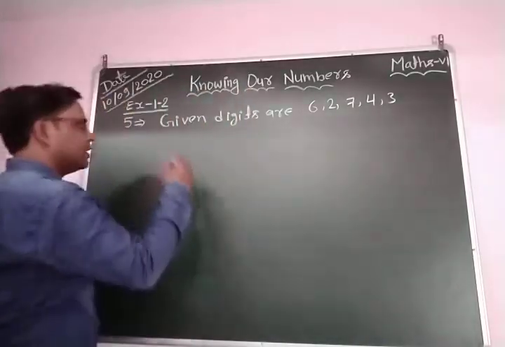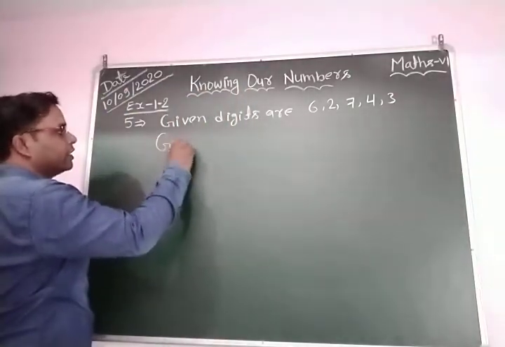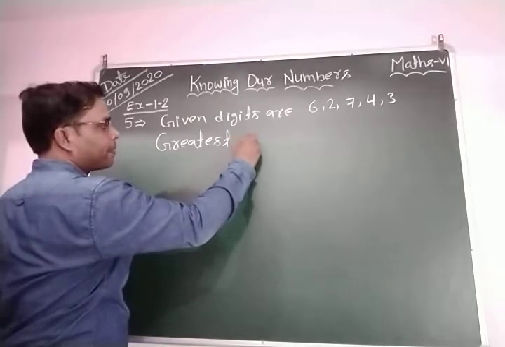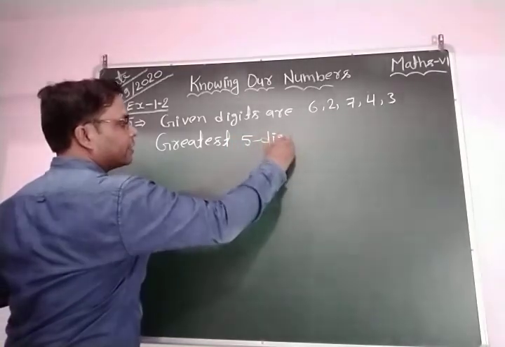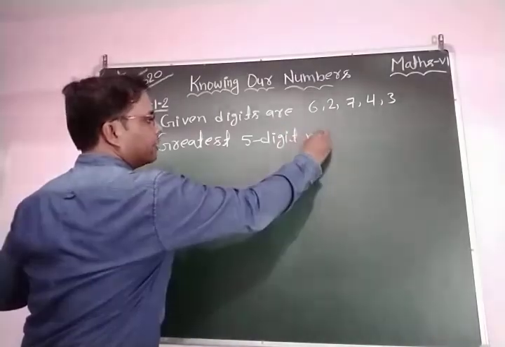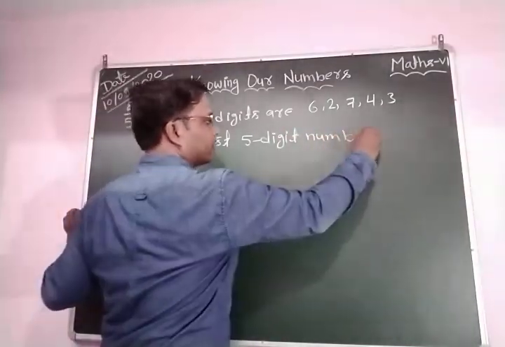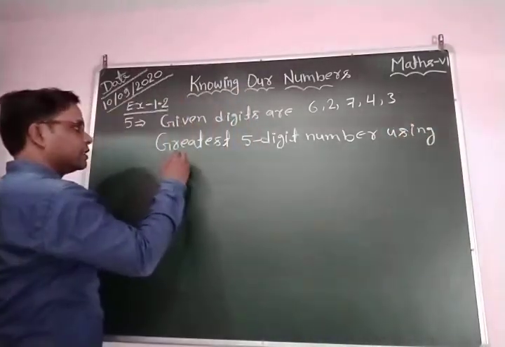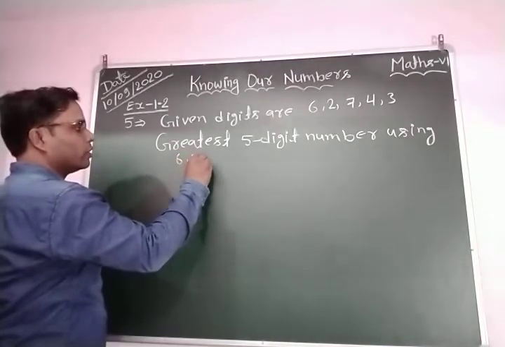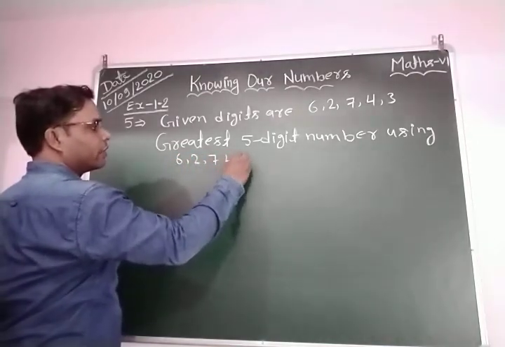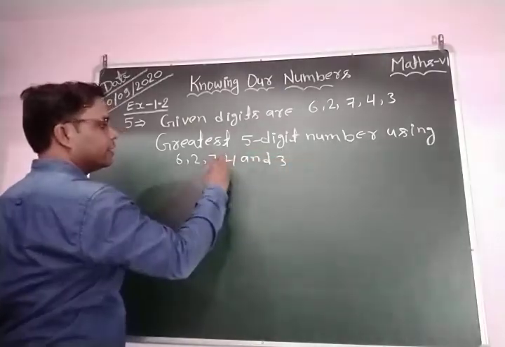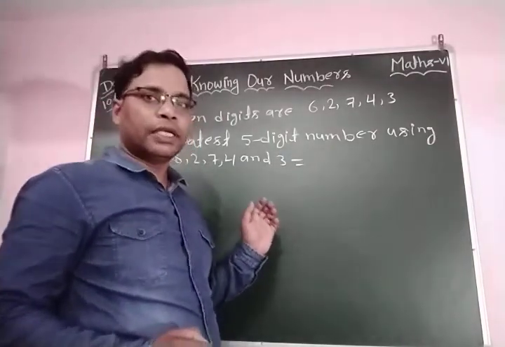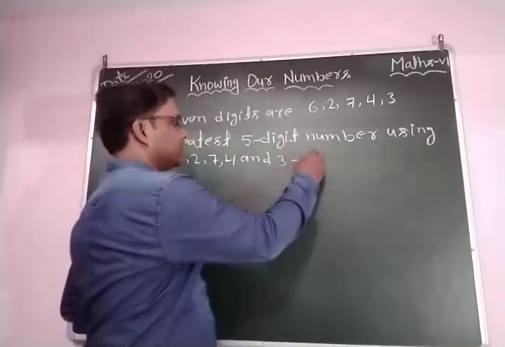So first write here: greatest 5-digit number using 6, 2, 7, 4 and 3. This is equal to the greatest 5-digit number using these digits.